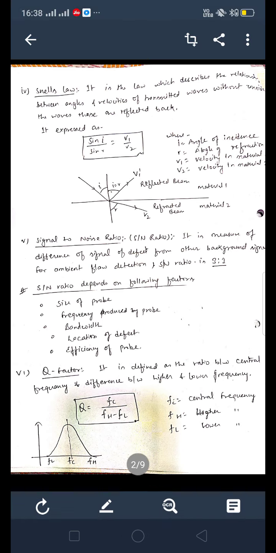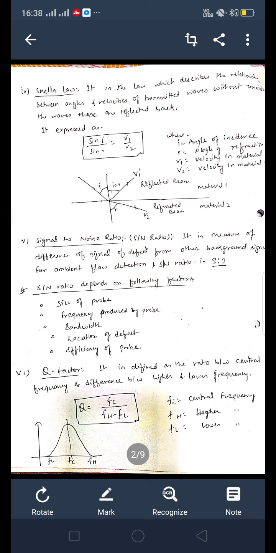The next is signal to noise ratio, that is the SN ratio. Snell's law and SN ratio are very important. What is SN ratio? It is a measure of the difference of the signal of a defect from the background signals for detection of flaws. That is the SN ratio, and the SN ratio is 3:1. This is the SN ratio or signal to noise ratio.